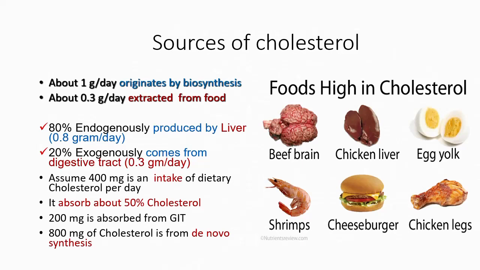So these are the sources of cholesterol-rich foods. Although we say that 80% of the cholesterol is endogenously produced in the liver, only 20% is actually taken in. In the digestive tract, only about 50% of it is taken in during absorption. So these are the foods that have a high source of cholesterol, but remember, only 50% is actually absorbed. So most of the cholesterol, about 80%, is produced by the body.